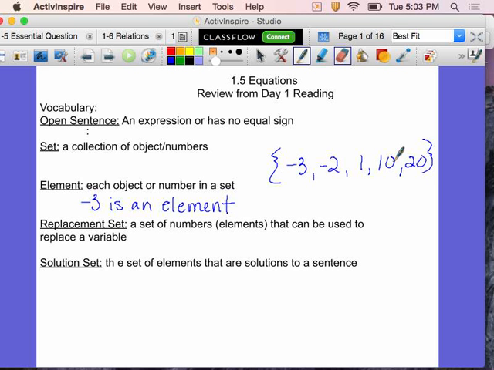Okay, a replacement set is a set of numbers or elements that can be used to replace a variable. So they're options. A solution set is the set of elements that are solutions to a sentence, so actual things that make a true statement.